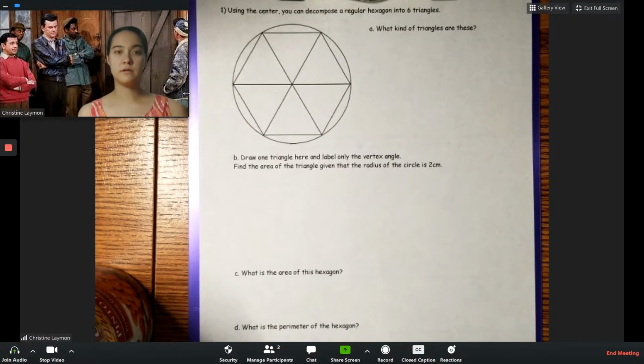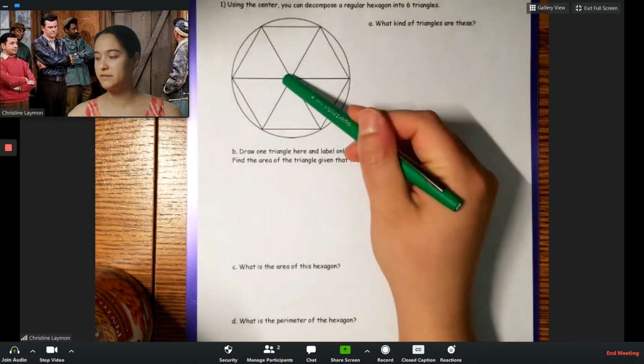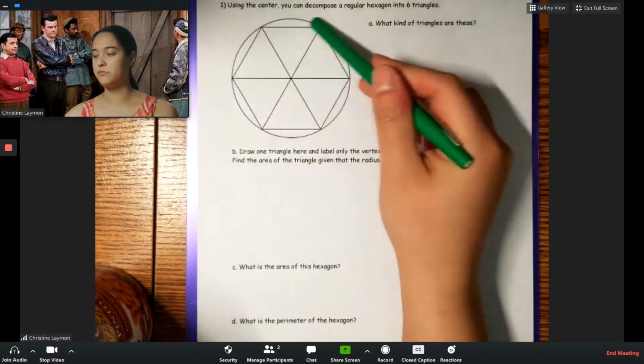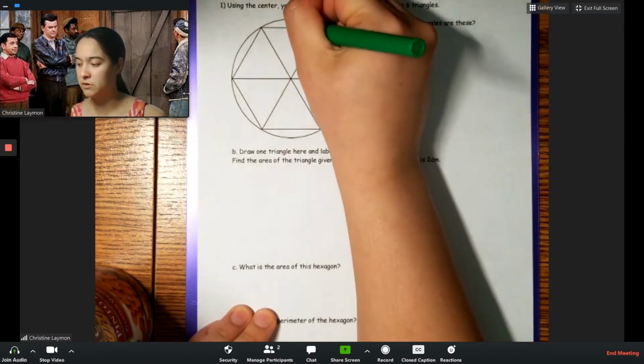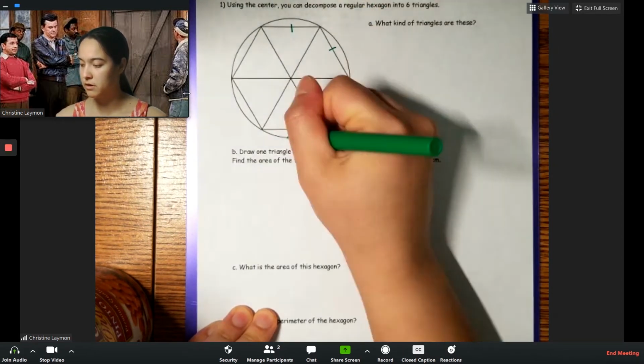Alrighty, so here's an example question. Using the center, we've just decomposed a regular hexagon into 6 triangles. So here's my center of both the circle and of my polygon. And the question is, what kind of triangles are these? Well, before I do that, I want to make sure I've labeled everything I know about this. So I know it's a regular hexagon, so I'm going to start by saying that all these side lengths are the same.